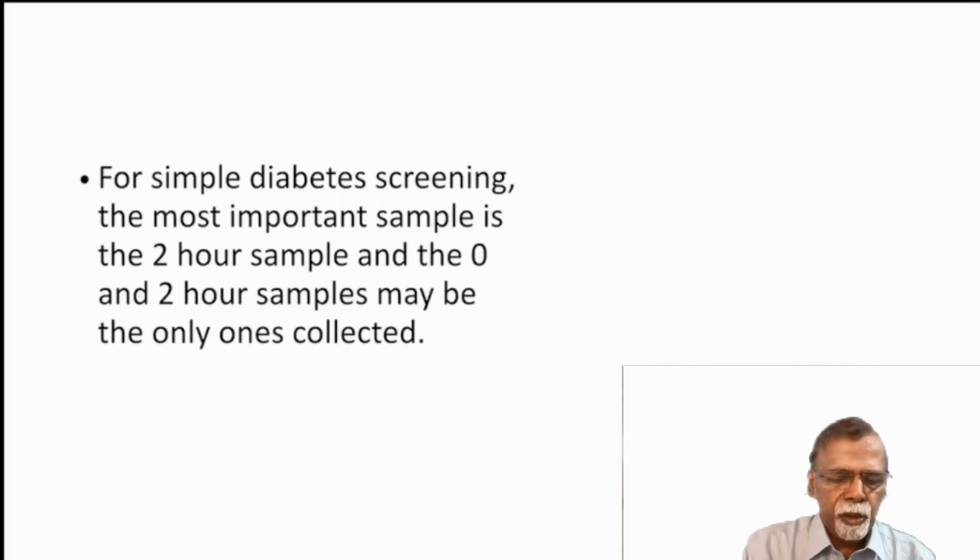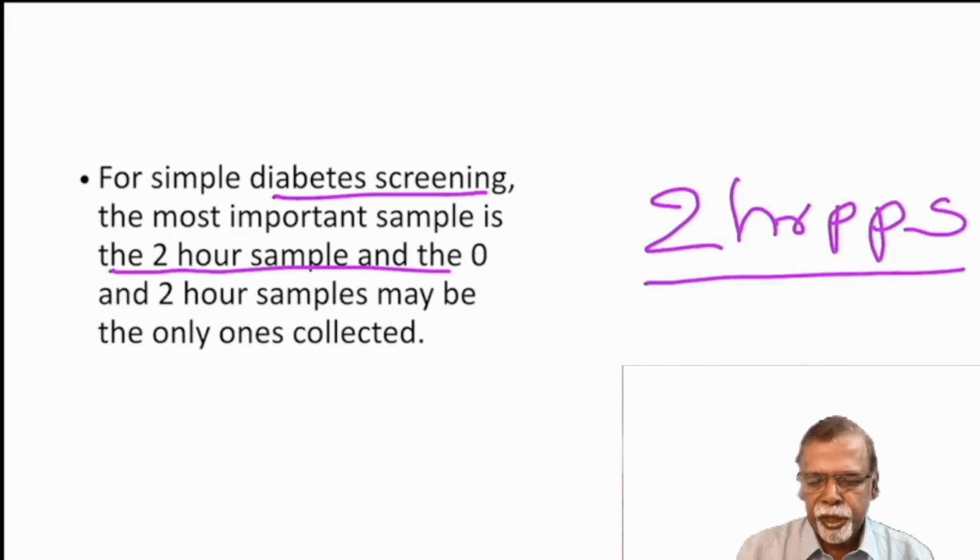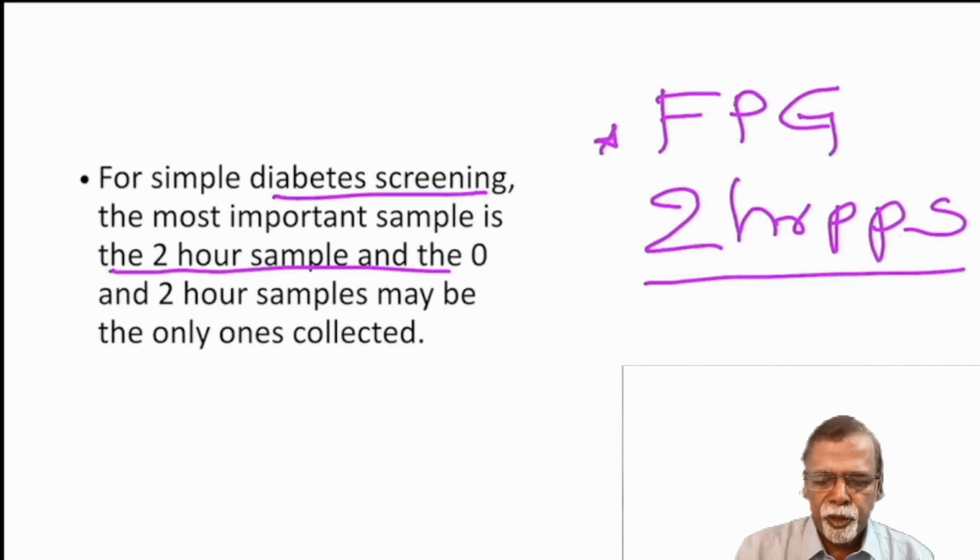So for simple diabetes screening and diagnosis, the most important sample is the 2-hour sample. That is, the 2-hour postprandial sugar is taken for diagnosis of diabetes, and also the fasting plasma glucose. So this should be the important point to be kept in mind. Hope you understood that in routine practice, the fasting and 2-hour samples are taken.